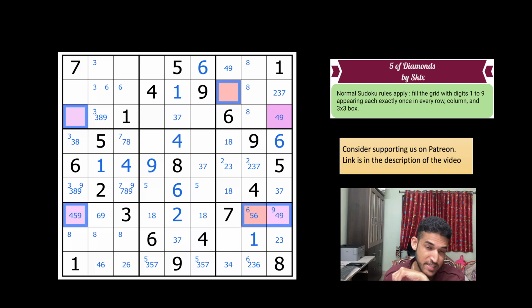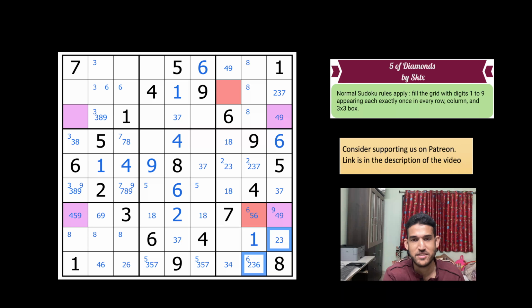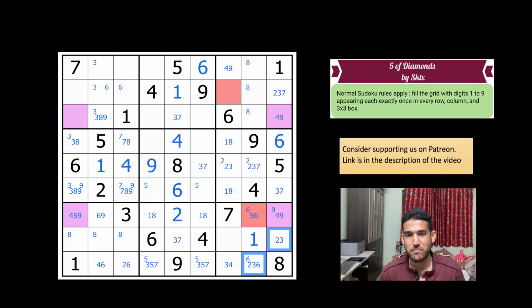Now what happens if this cell is a 6? If this cell is a 6, 6 gets eliminated here, so this becomes a 2-3 pair, right? This will be a 2-3 pair. So this would be a 4, right? And this would be a 9. So this is the deduction that I found, and it was not instantaneous. Of course, it took me some time to arrive at this deduction. So I'm mostly certain that this was the trick I failed to see in 2022, right?